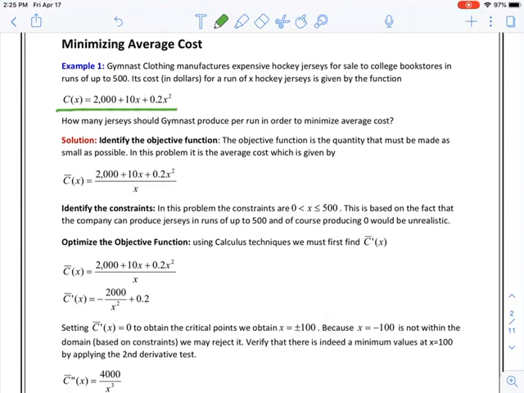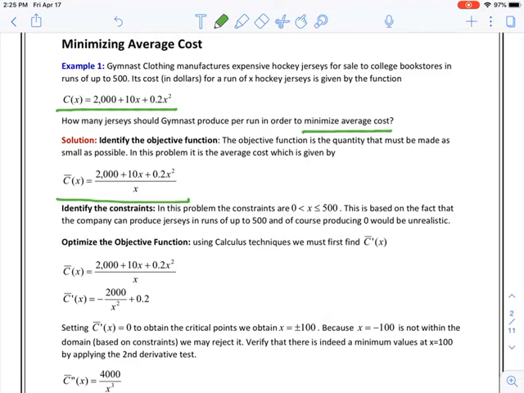How many jerseys should gymnasts produce per run in order to minimize average costs? So here's what we want to minimize, average cost. So that's my objective function, average cost. Now, be careful, we are given the cost function, we are not given the average cost function. So the first thing to do is determine the average cost function. And so remember, we find average cost by taking the cost function and dividing it by x.